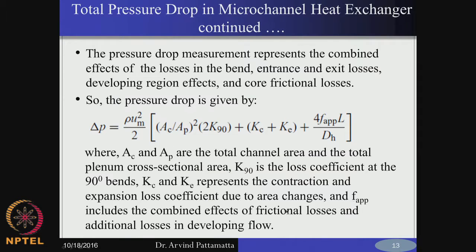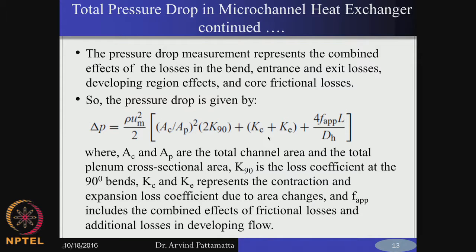Therefore, the overall pressure drop is apart from what you have already estimated for a single micro channel. Now, if you consider the plenum into the picture, you also have to consider the inlet losses, the entry losses, exit losses. These are the contraction and expansion pressure losses and also the pressure loss due to the 90-degree bend. So we have the contribution of all of these in determining the overall delta P for a full micro channel assembly, that is with the plenum into the picture.